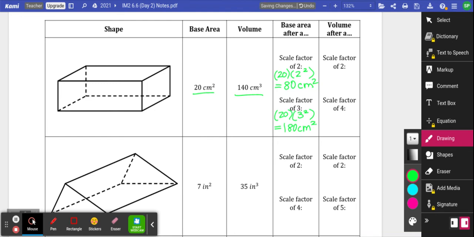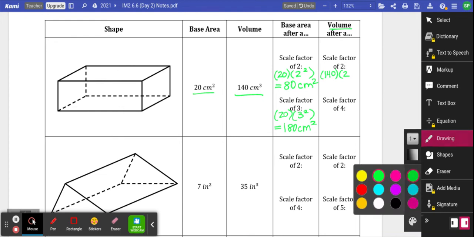All right. Now, when we talk about volume, which is that far right column there, when we're going up by a scale factor of 2, you want to take your original volume, which we can see here is 140 centimeters cubed, and we want to multiply that by now our scale factor cubed. So remember, if we go back up here, let me just put what we learned from up above. So for area, you're going to take your scale factor squared. And for volume, you're going to be taking your scale factor cubed.